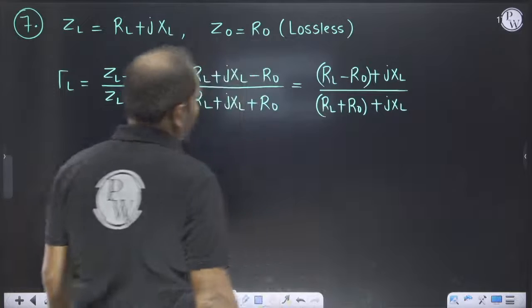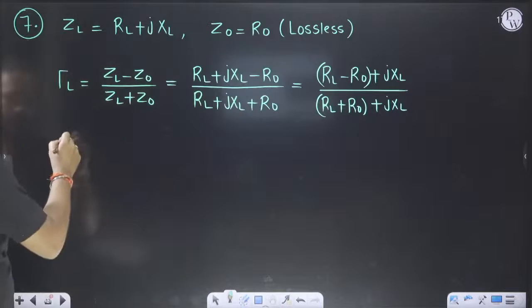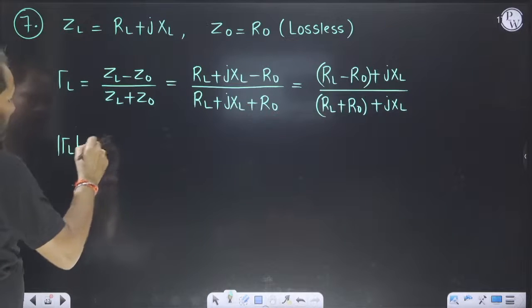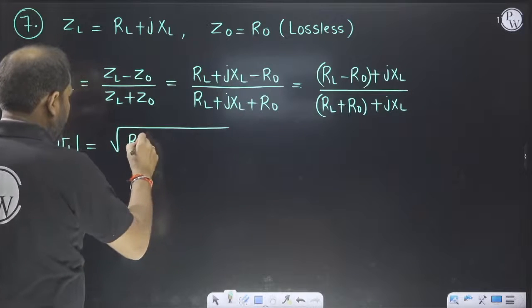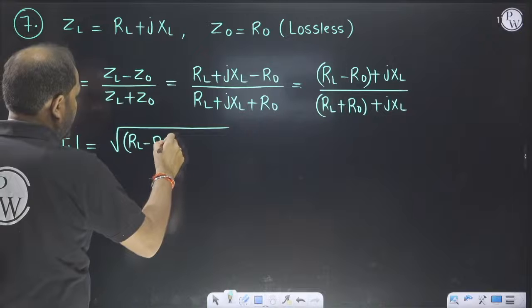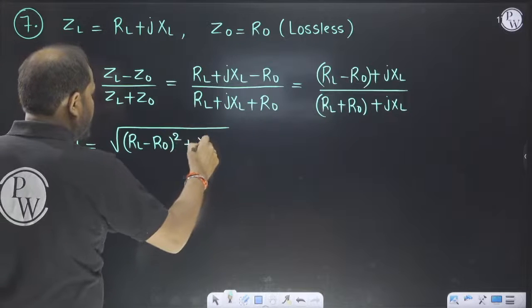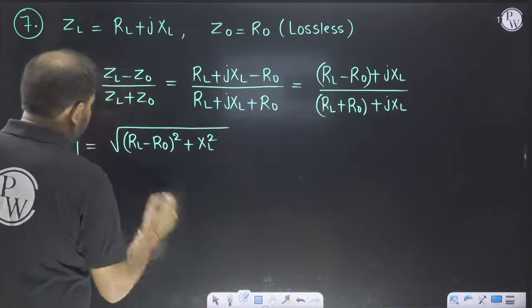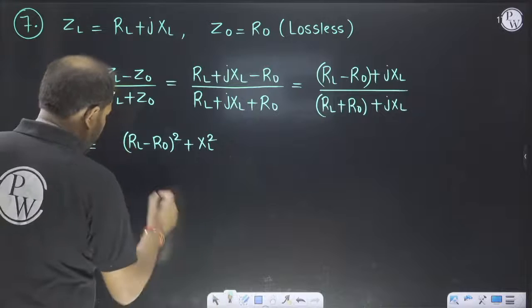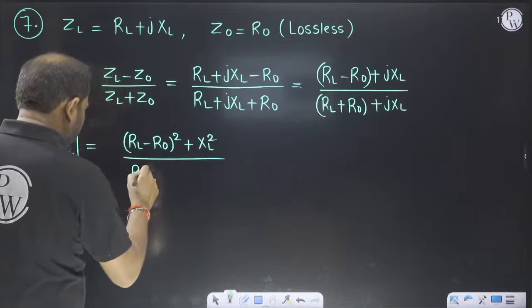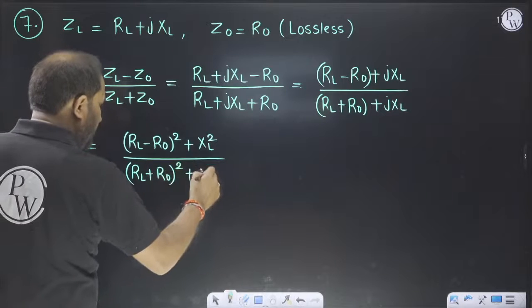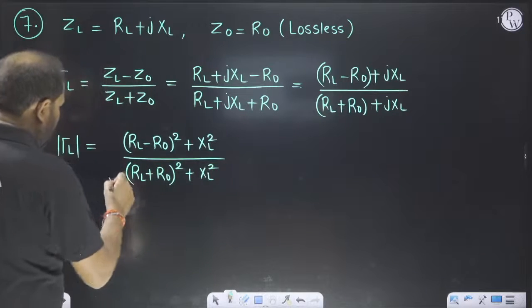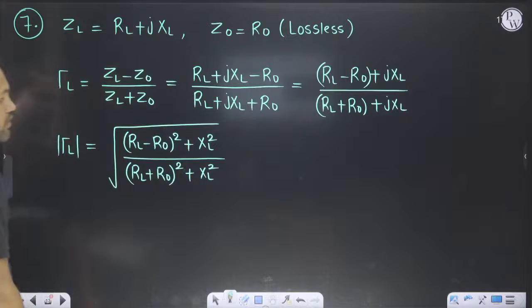Then I will ask, what is the magnitude of gamma L? You will say the magnitude of gamma L is the square root of (RL minus R0) whole squared, real part squared plus imaginary part squared, over, also, real part squared plus imaginary part squared. This is the magnitude, taking the under root. So this is the value of the magnitude of gamma L.